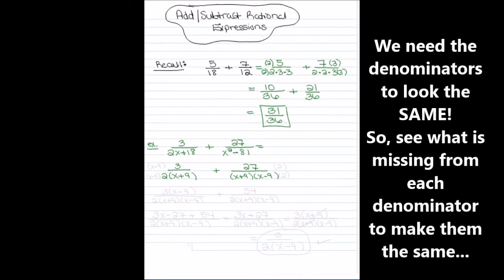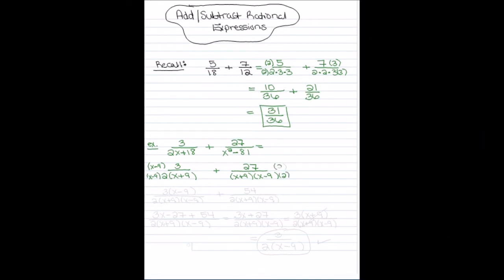So if I think the same way I did with the fractions above, I'm filling in the gaps on what's missing. So if you look at the first rational expression, I'm missing an x minus 9. So I'm going to multiply the top and the bottom by x minus 9. But on the second rational expression, I'm only missing a 2. So I multiply the top and the bottom by 2.